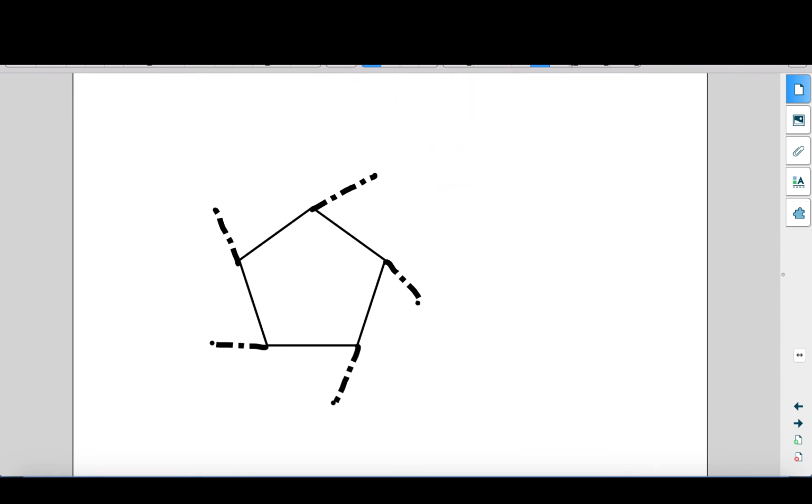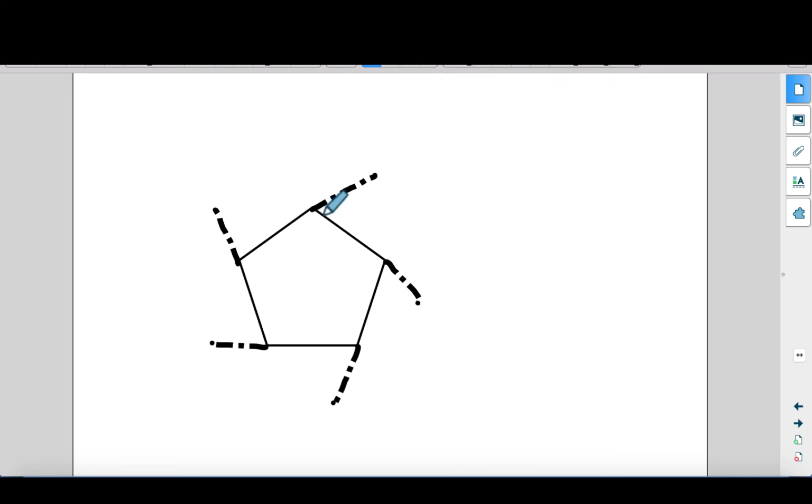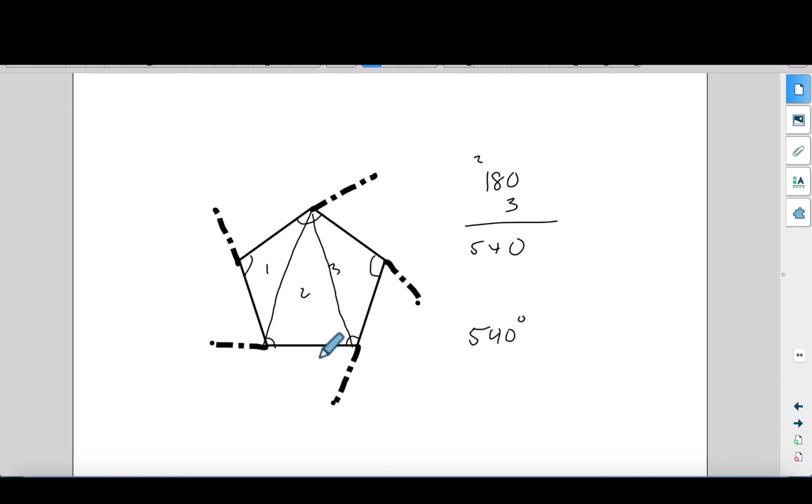Now let me go back to my pen here and show you that in a pentagon we could do the same thing that we just did beforehand and come up with how many triangles we have. So let's do this. There's one, there's one. So we have 1, 2, 3 triangles, so 3 times 180. Let's find out how many we have. Okay, we have 540 degrees inside.